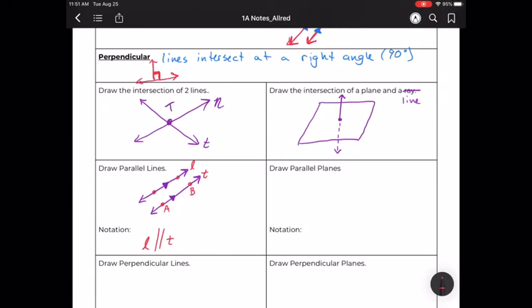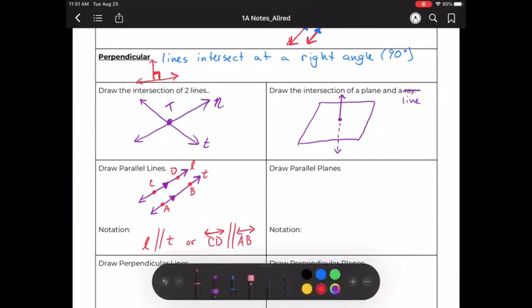And instead of line L, I could call it line CD. And I could say CD is parallel to AB. But you have to put the line notation above.